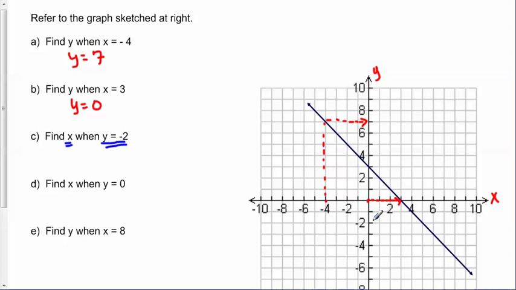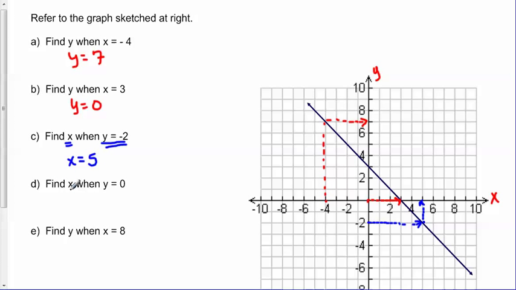What's the x value that goes along with that? So we go from y equals -2. We say where does that hit my graph? Hits it right there. And so what's the x that corresponds to that? Looks like the x value is going to be 5. So I'm going to write down x equals 5.